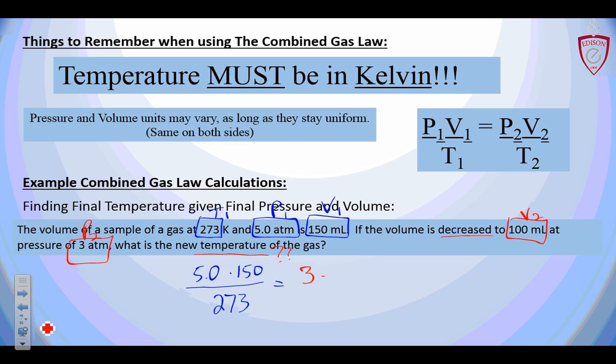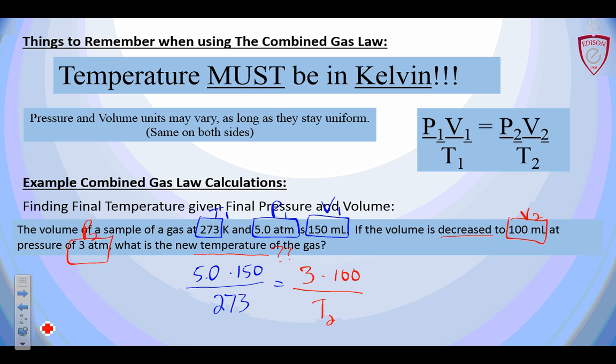Pressure is 3 times 100 milliliters over T, which is T2, which is X. So if you've ever had to solve for X in the denominator of an algebra problem, that's really what we're doing here. So Mr. Milks, how are you going to go about doing your maths here?